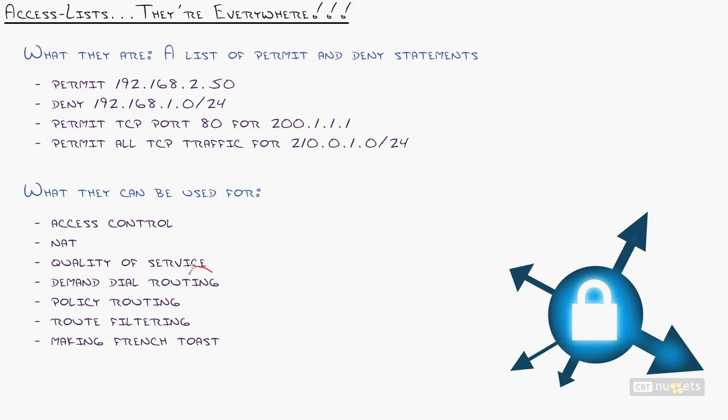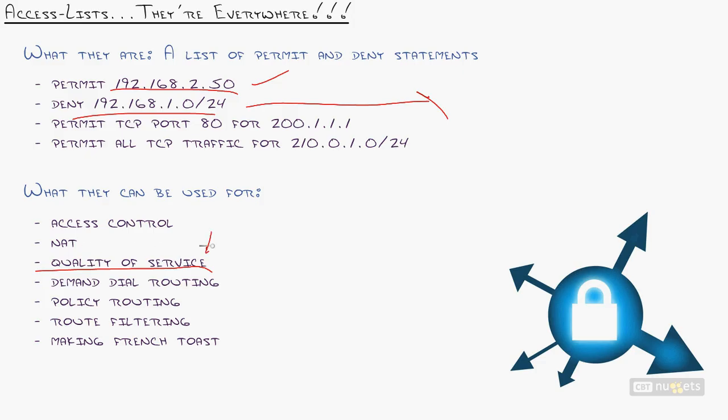Or what about this? Quality of service, right? Quality of service means that I go in there and I say, I want to permit this to be prioritized, right? This one I'm going to deny from prioritization. So it'll still go through. It's still quote unquote permitted. However, I'm denying it from entering the priority process.